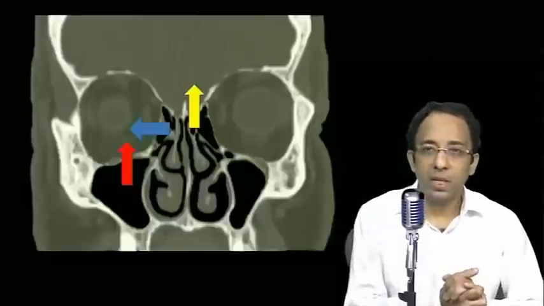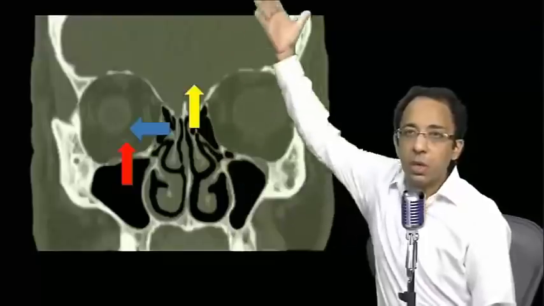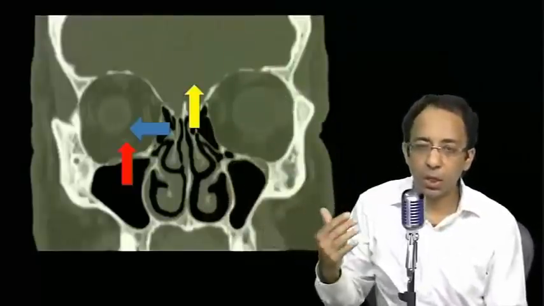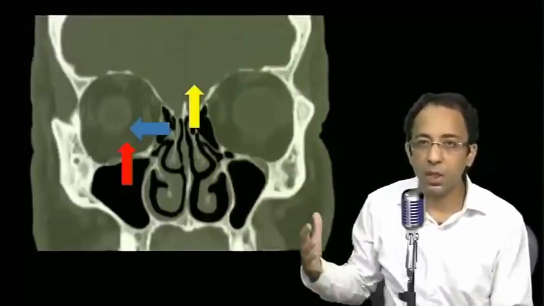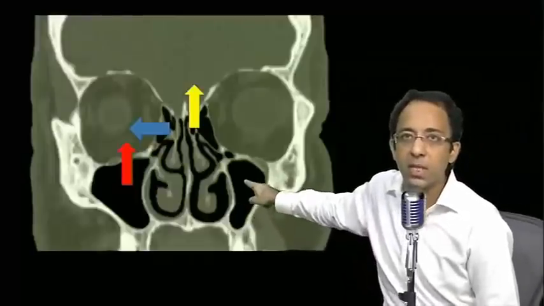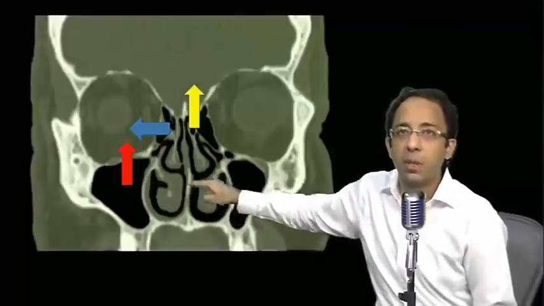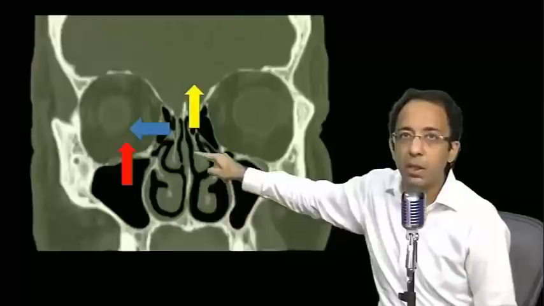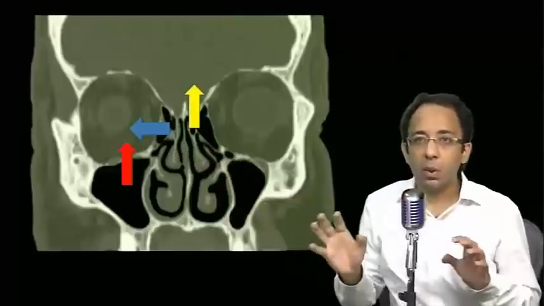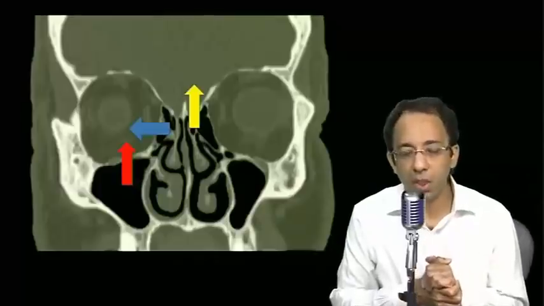Now, the second thing we need to know is how a coronal CT scan of the sinus looks. This is how an NCCT PNS looks. You must have seen this in your exams as well. I'll just show you a bit of anatomy here. These are your maxillary sinuses, the maxillary antrum. This one is your inferior turbinate, and this is the middle turbinate.